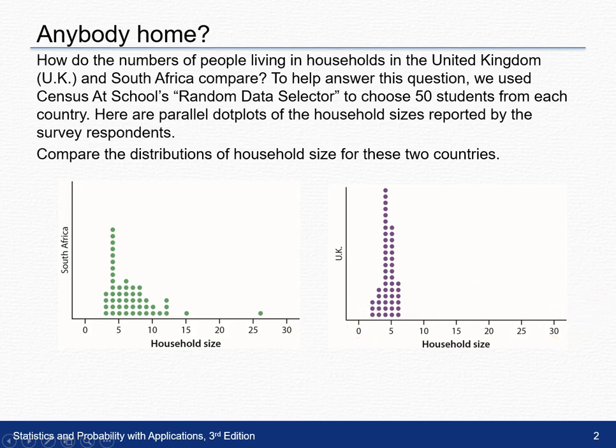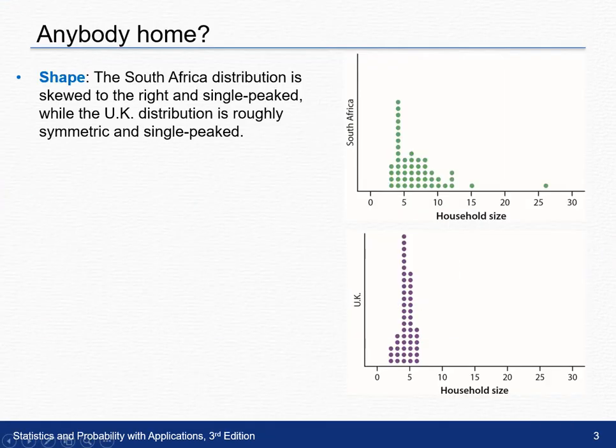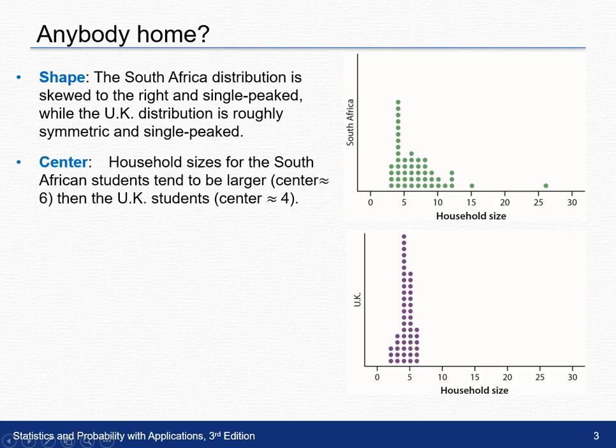We are going to compare the distributions of household size. So what we're going to do is look at four major factors. First, we're going to look at shape. As you can see, the shape of the South African distribution is skewed to the right. Remember, look to see where this slopes off to. So it slopes off to the right, and it's single peaked. Well, the UK is single peaked also, but it is roughly symmetric.